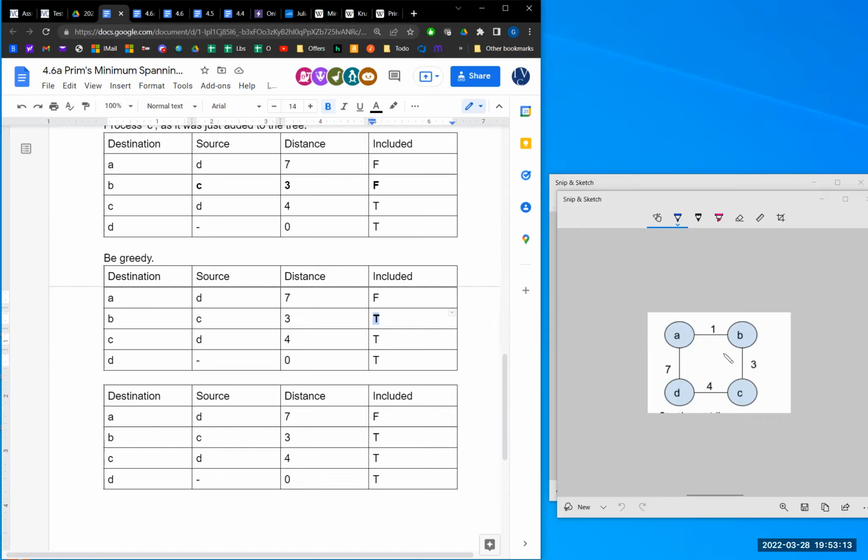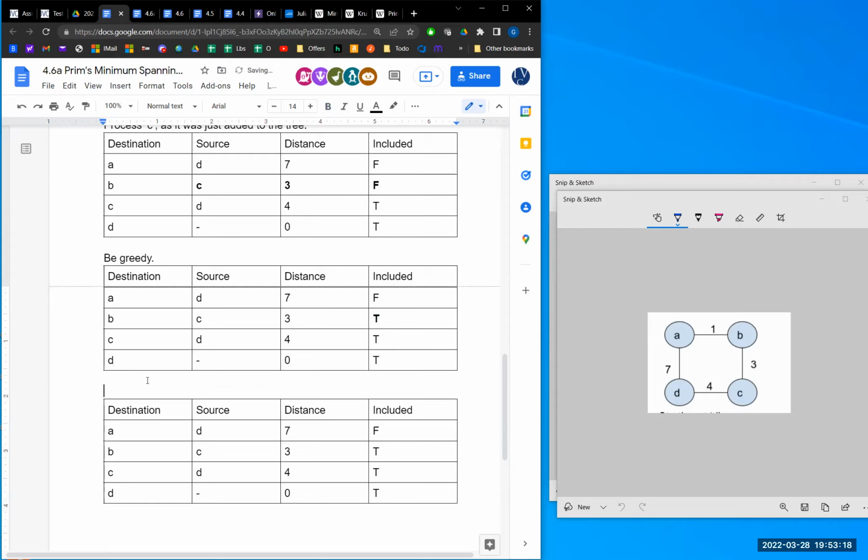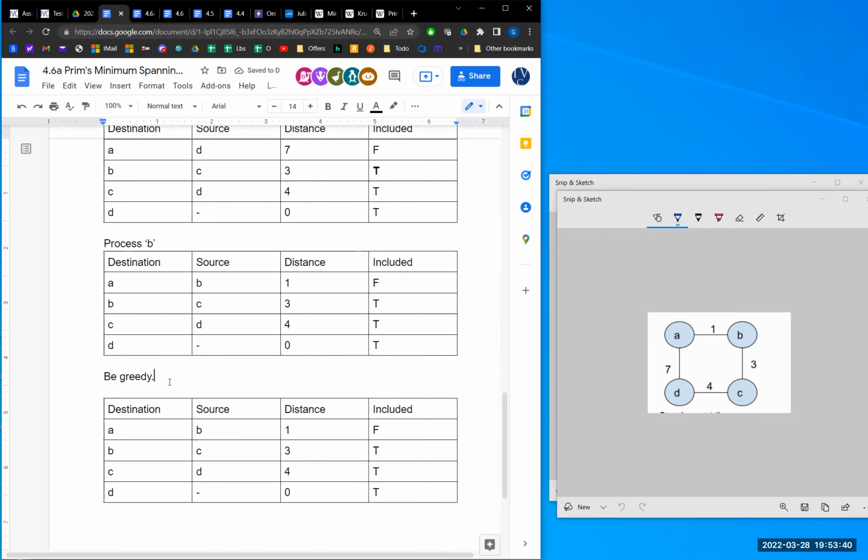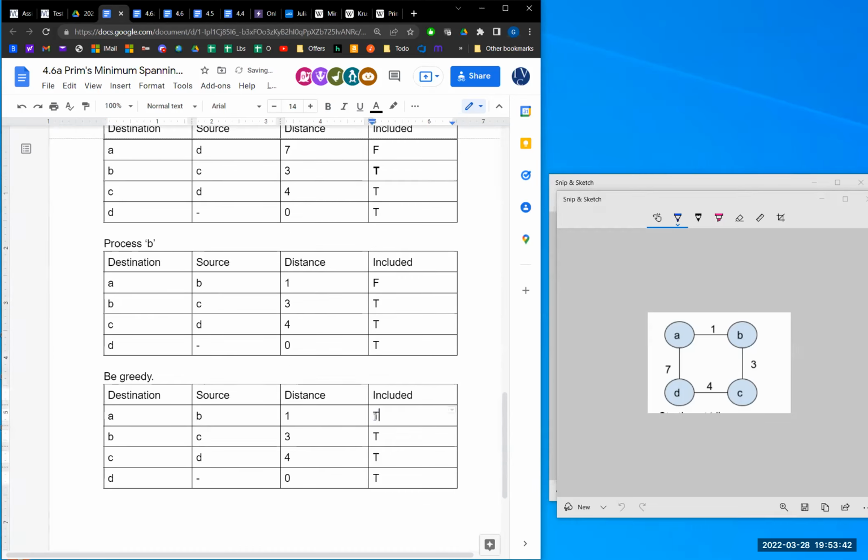All right, so B comes along and says, here's this edge to A. So we're going to process B. B says, I have this edge to A, and the edge you presently have is 7. 1 is better than 7, so we'll go ahead and replace that. And then we can be greedy. Mark it as true. And that's our final state change.